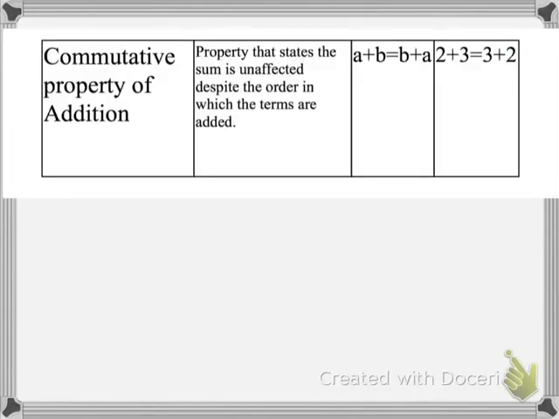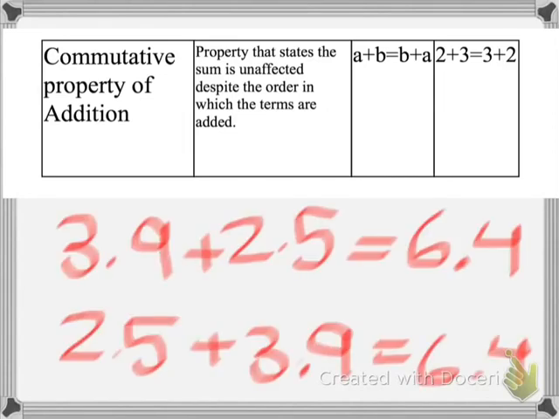The commutative property of addition is the property that states the sum is unaffected despite the order in which the terms are added. As you can see, the problem below is 3.9 plus 2.5 equals 6.4, and 2.5 plus 3.9 equals 6.4. The problems shown below are the same. The only difference is the order in which the digits are displayed. The numbers can be added in any order, and the sum will stay the same.